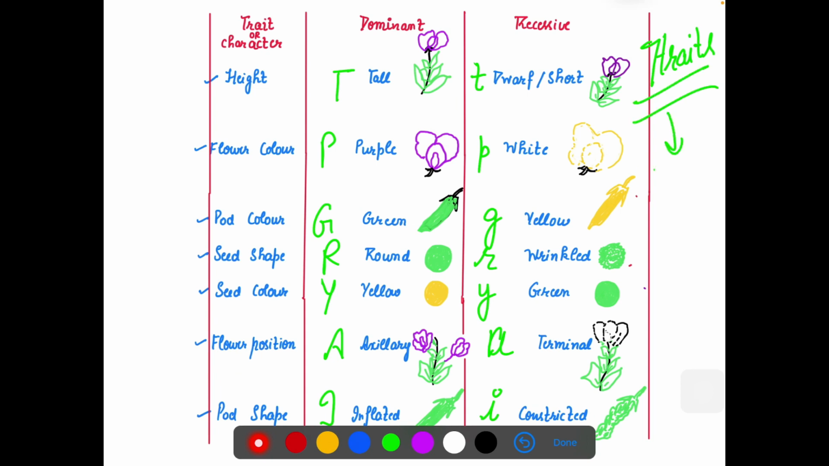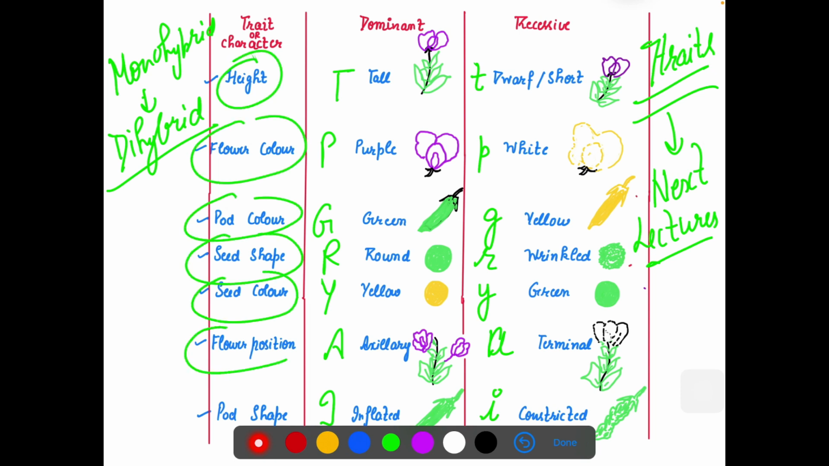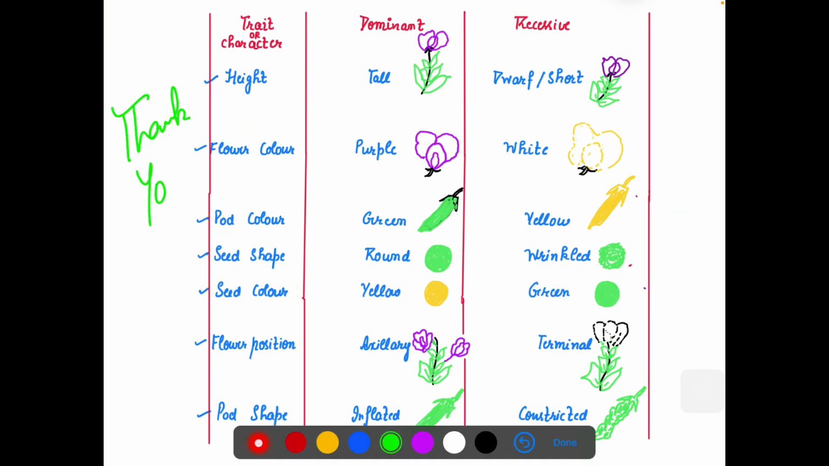If you want to understand my next lecture, in which I'm going to tell you the short tricks to draw the monohybrid and dihybrid cross, which is for sure asked every time in the exam, please go through this table very carefully. It is not very difficult for you to understand. I will meet you in tomorrow's lecture with very interesting tricks to draw. I will teach you how to draw the monohybrid and dihybrid in just 5 minutes.